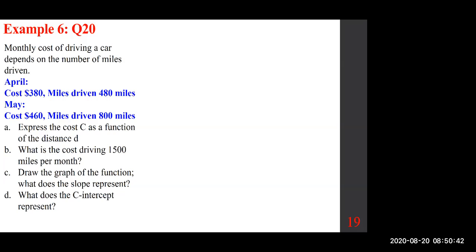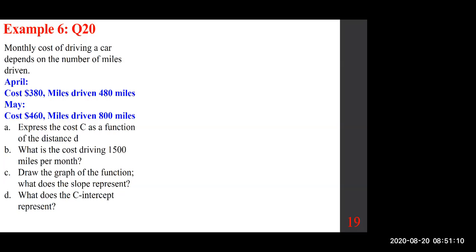Yeah, I can. Perfect. Monthly cost of driving a car depends on the number of miles driven. April. Cost 380, miles driven 480 miles. May. Cost $460, miles driven 800 miles. Do you want me to read the options too? That's fine. I appreciate that, Stevens. I appreciate that. Thank you so much.